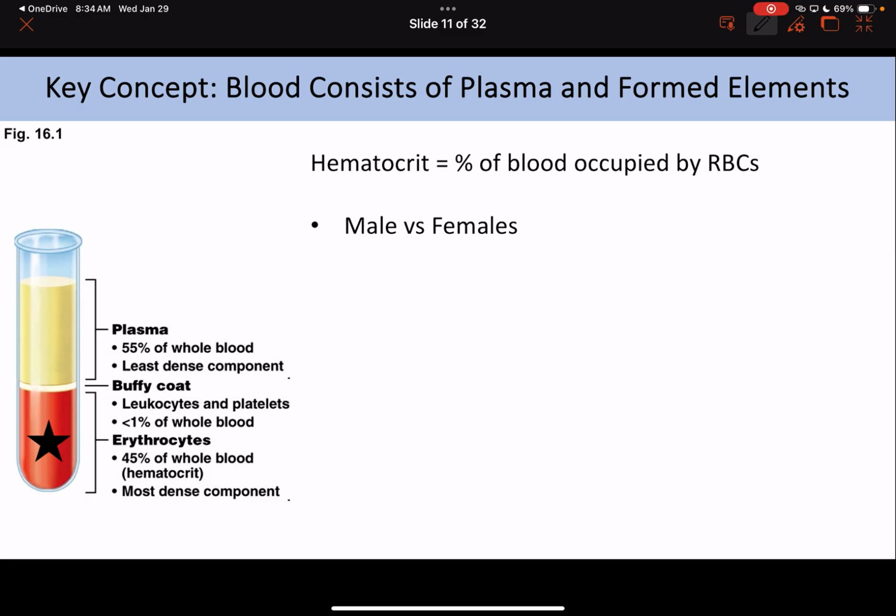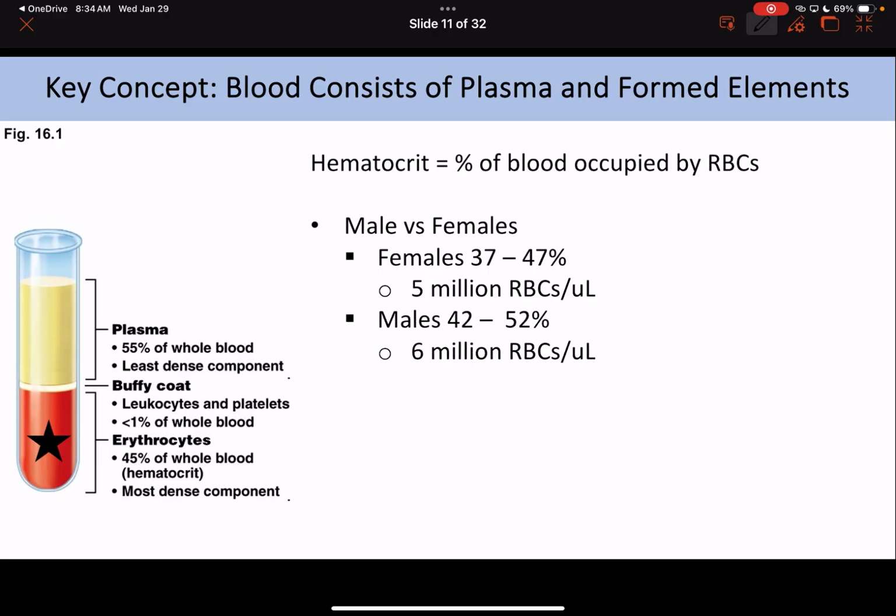So there is a difference in hematocrit between males and females. Females have about 5 million red blood cells per microliter, and a microliter is smaller than a raindrop. So if you can imagine something smaller than a raindrop holding 5 million red blood cells amongst other things as well, it's pretty amazing. A female's hematocrit is about 37 to 47%. So about 37 to 47% of a female's blood is made up of red blood cells. And remember, the average is about 45.